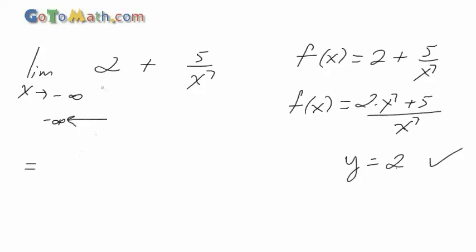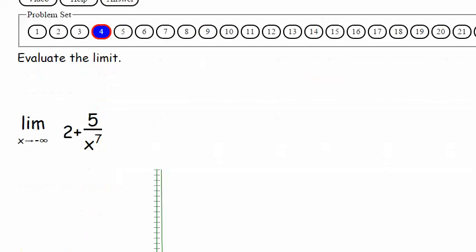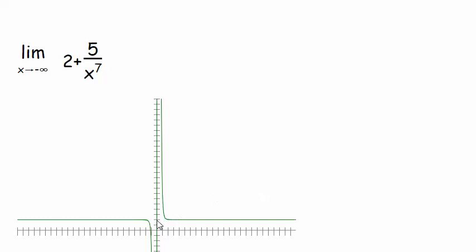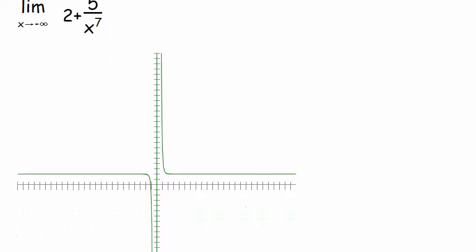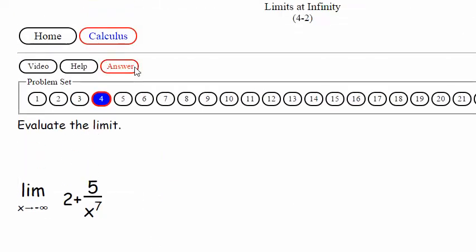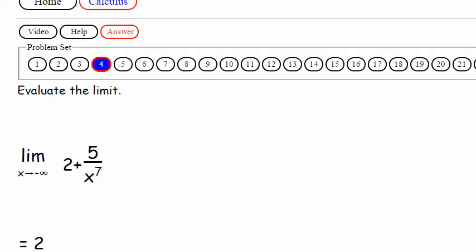As you can see, the limit of a constant is just the constant. And no matter what number we plug in down here, as this number gets larger and larger, the whole thing goes to 0. So we're left with 2. And we can look at the graph here, and that's exactly what this horizontal asymptote shows: the y value converges to 2 as x goes to positive infinity and as x goes to negative infinity. Let me click that and make sure that's good, and it is.